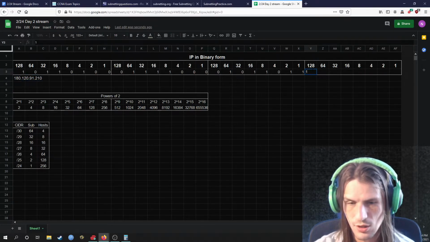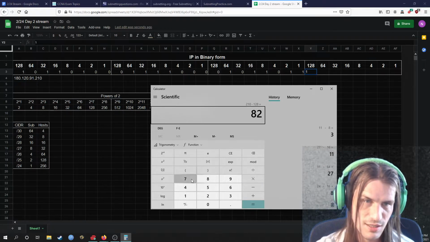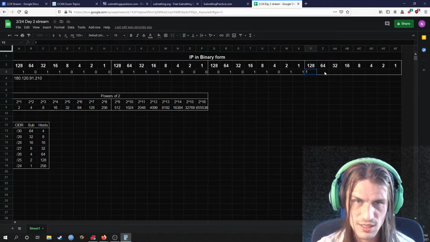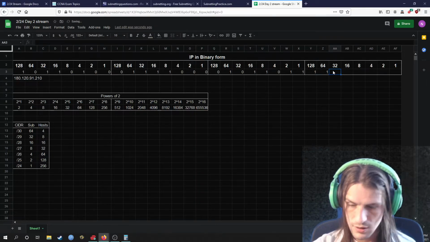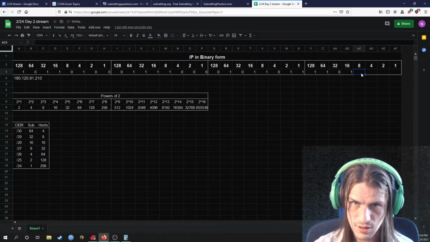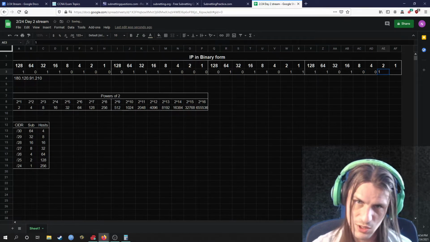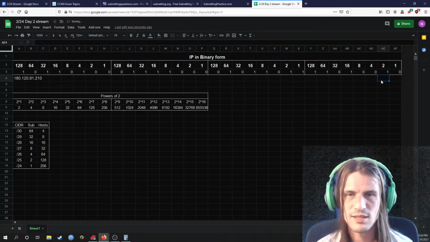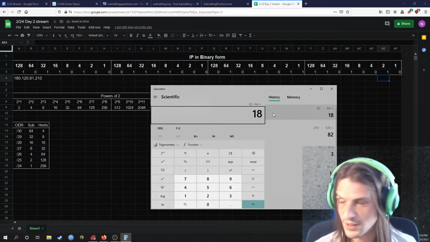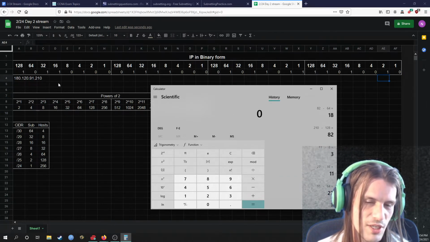210, so 210 minus 128, 82 left over. Minus 64, 18 left over. 16 goes into 18, yes it does, there's 2 left over. 8 does not go into 2, 4 does not go into 2, 2 does go into 2. And then the cool thing is, if you have the time, because time's a big factor on these tests, you can actually go back through and make sure it's right.